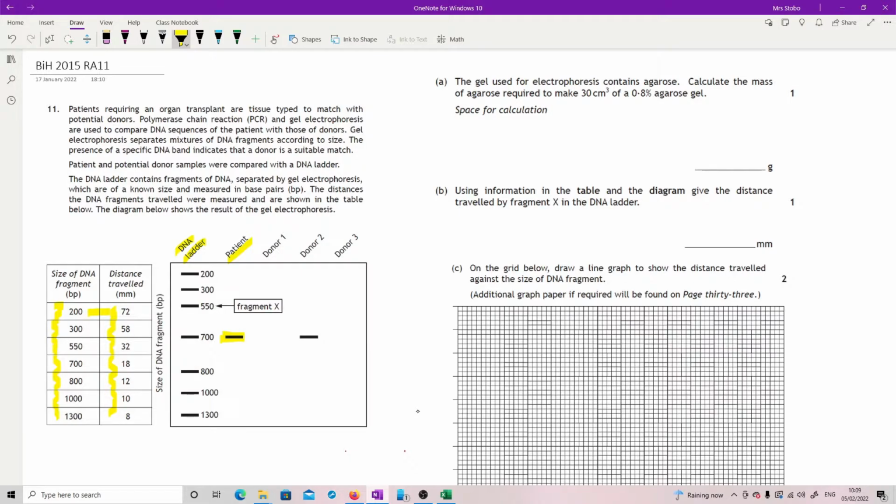We have no fragments showing at donor 1. We do have the same fragment as the patient for donor 2, which means they're good as a match. And donor 3, we don't have anything at all.